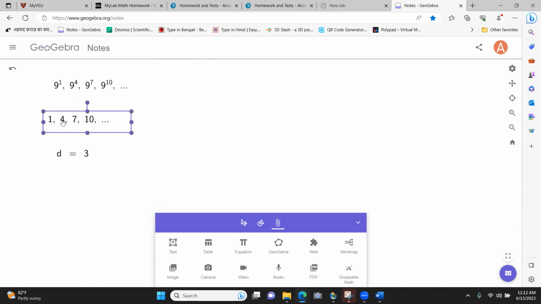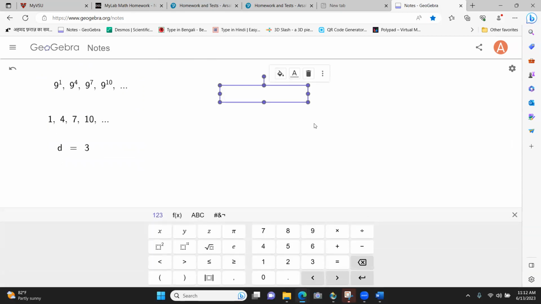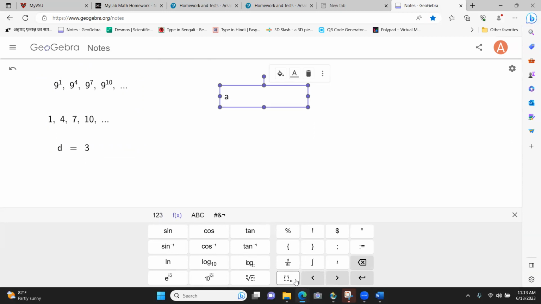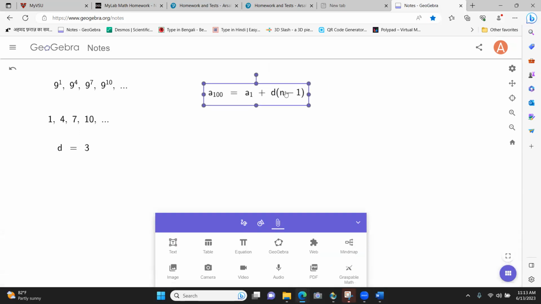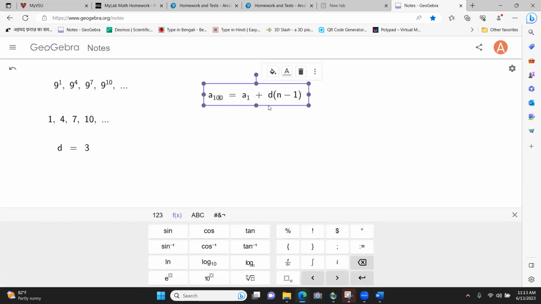So let's forget about the main question for a second. The first term is 1, the second term is 4, the third term is 7, the fourth term is 10, and so on. Now I want to know the 100th term. Well, I can do that. The 100th term is a subscript 100. Remember that famous formula, a subscript 1 plus n minus 1 times d. Here d is the common difference, a1 is the first term, and n will be 100. But let's write it in terms of n first.